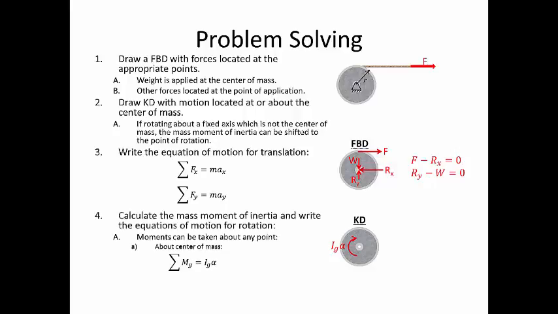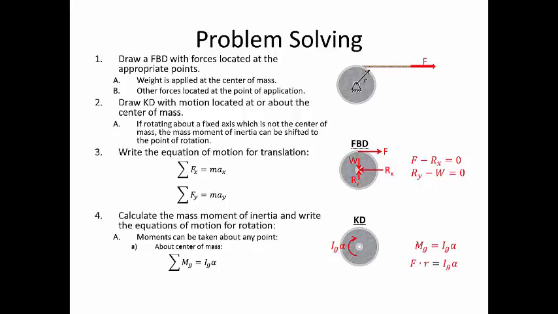Fourth, we calculate the mass moment of inertia and write the equations of motion for rotation. Moments can be taken about any point. In this case, we want to take it about the center of mass. The sum of the moments about the center of mass is equal to the mass moment of inertia about the center of mass times the angular acceleration. So we have an equation, M sub G is equal to I sub G times alpha.